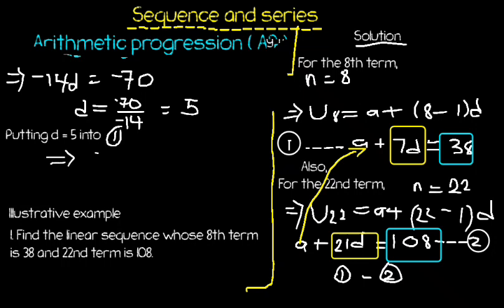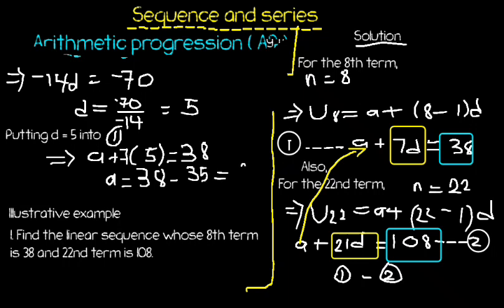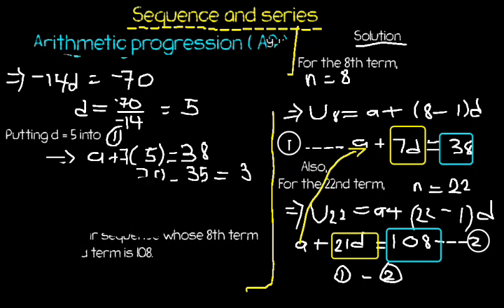So put the value of d into equation 1. We are getting a plus 7 bracket 5 is equal to 38. So note how I solve the elimination method, and you can apply it on your own and it will work. So a is equal to 38 minus 35, because 7 times 5 is 35. So the answer is 3. So the value of a is 3. So a is equal to 3.